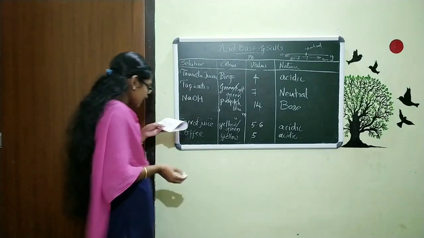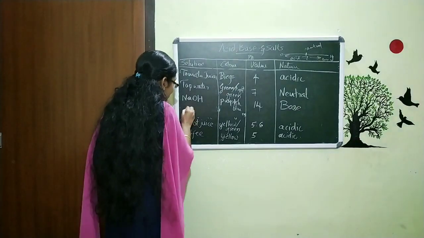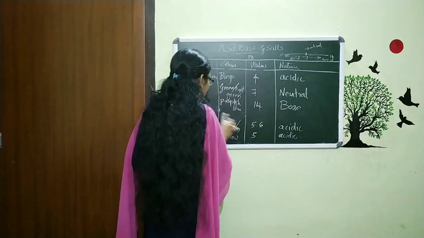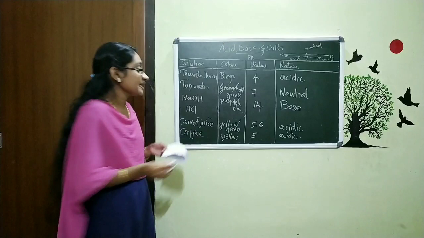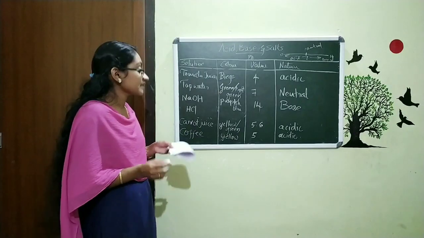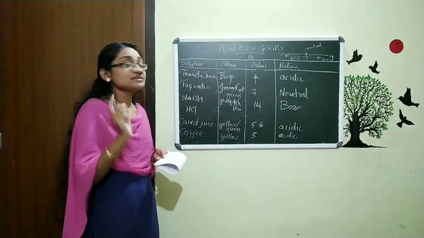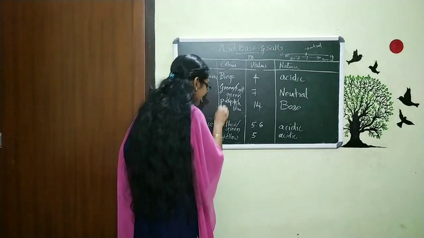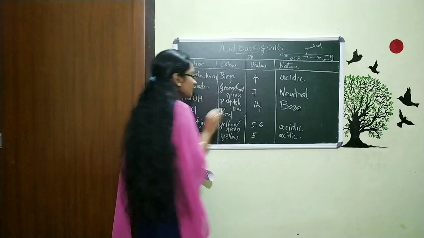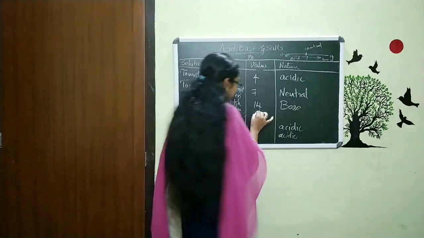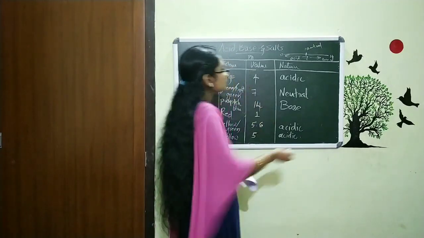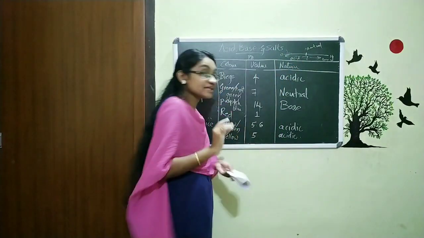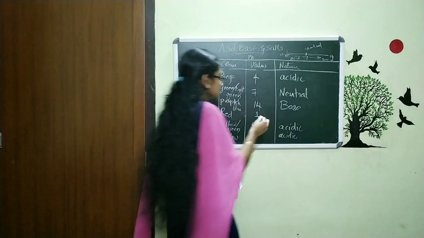And the next, the final thing is this HCl, our hydrochloric acid. When we are taking the sample of hydrochloric acid, and actually it is concentrated hydrochloric acid, and when we are checking the color of the pH paper, we get the color as red, deep red. And the value is 1. And that is actually a strong acid. So it is acidic.